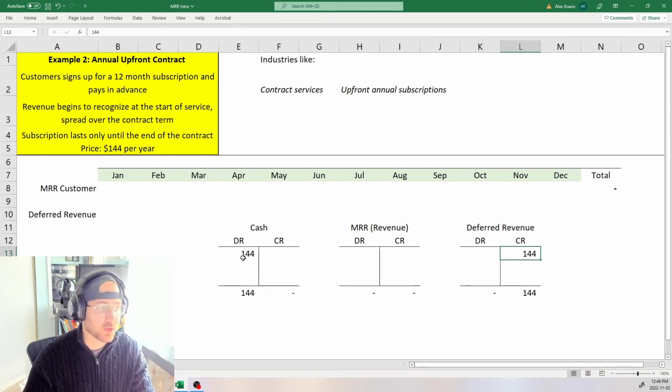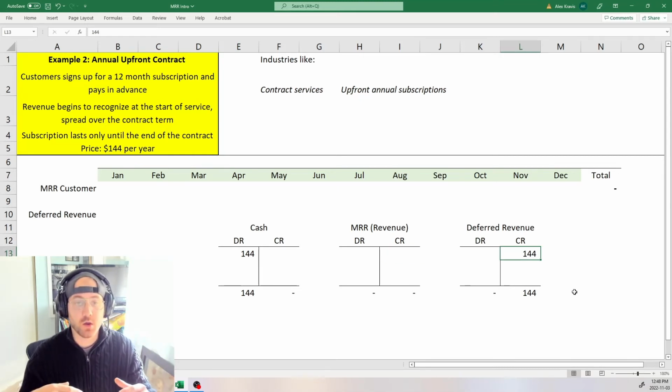So this is part one. We collect the cash, $144 cash for $144 of now owed. It's a liability. We owe that now to the customer, 12 months' worth of service.